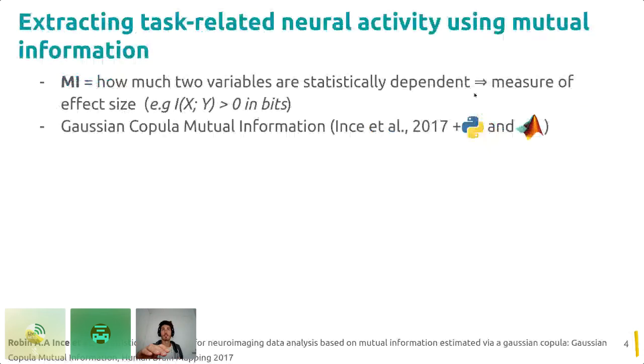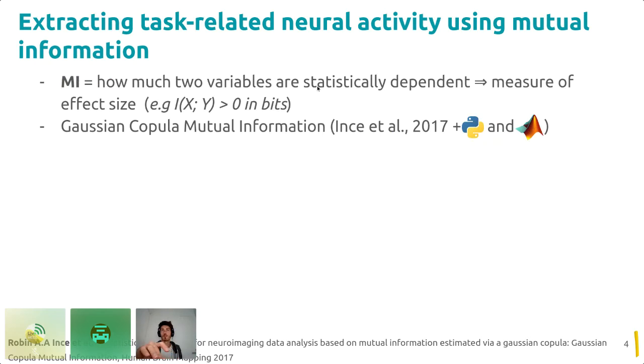So as I said, we are using the information theoretical framework, and in particular, the mutual information, which is such a versatile tool. Basically, it measures how much 2 variables are statistically dependent. So it's a measure of effect size, which means that the more dependent your 2 variables are, the larger the mutual information is going to be.